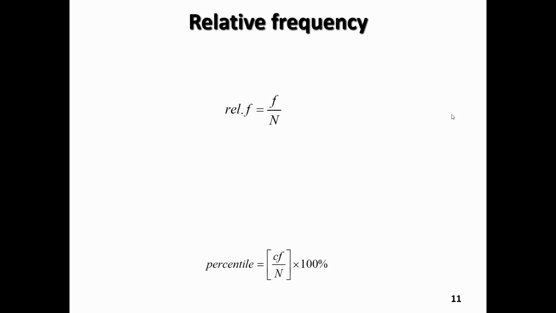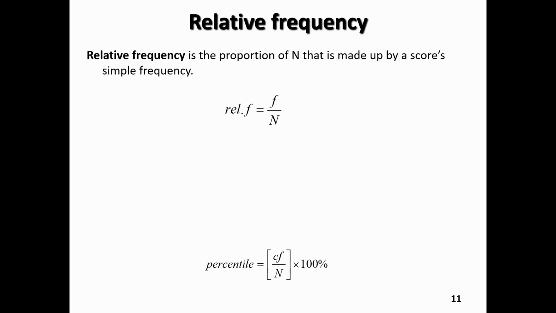In this video, we're going to complete our discussion of the frequency analysis of raw data. And we move on to something called the relative frequency. The relative frequency is the proportion of uppercase N. Recall that uppercase N is the symbol for the total sample size. So the relative frequency is the proportion of that total sample size made up by a score's simple frequency.